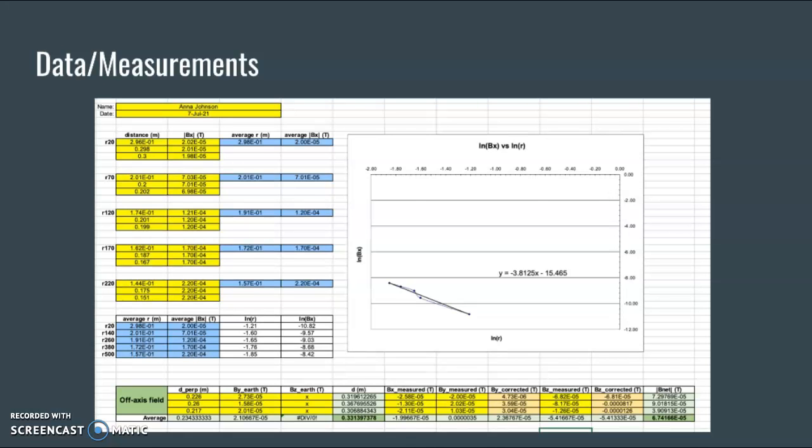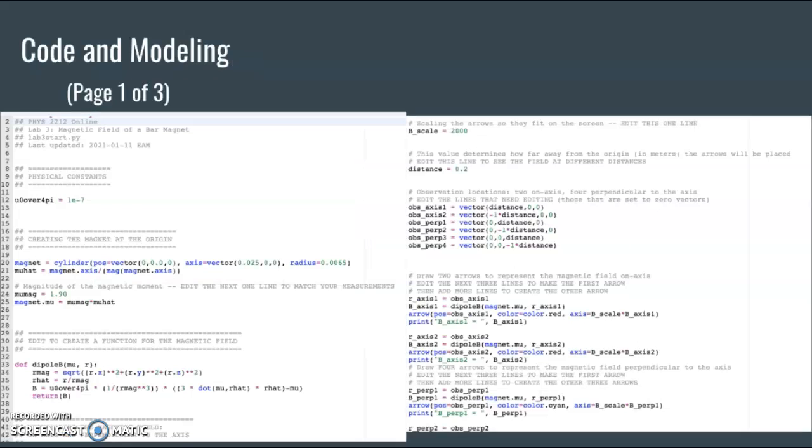And then using coding, we created a visualization of the magnetic field of the bar magnet. And so first we created a visualization of the magnet, and then I found the value of the magnetic dipole moment mu by k equals mu naught over 4 pi times 2 mu. K was found from the intercept of the experimental graph on the previous slide. And then I created a function for magnetic field dipole B with inputs of mu and r. And so this is the coding.